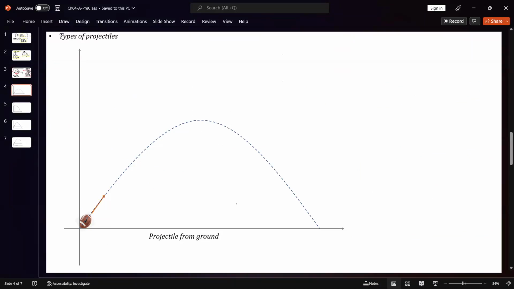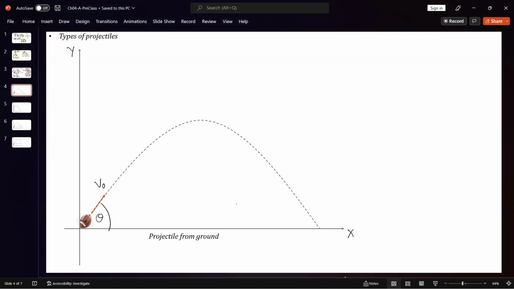Now this is our type 1 projectile. In this type 1 projectile, you can see I have a football starting here. Let's consider starting with initial velocity v0. The angle is theta. So this is the x-axis, this is the y-axis, this is the ground level.